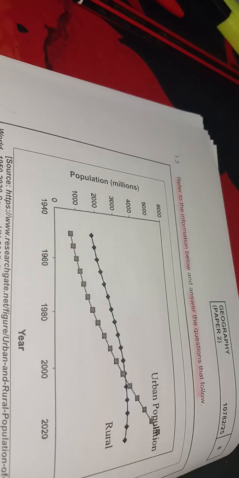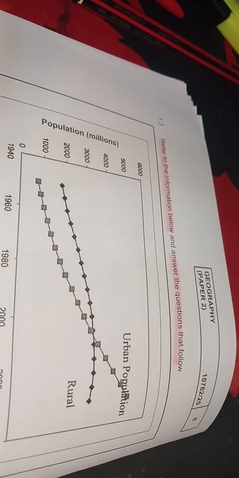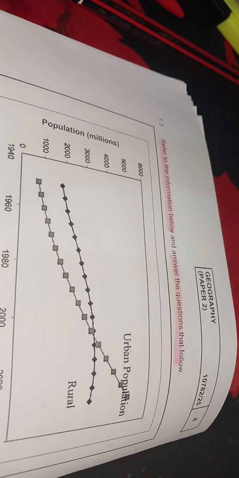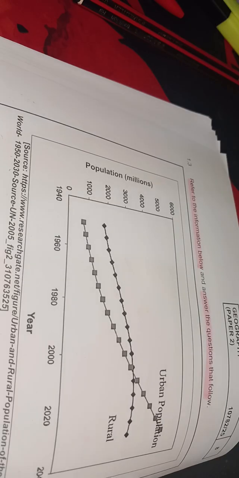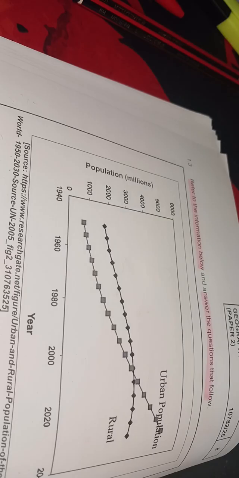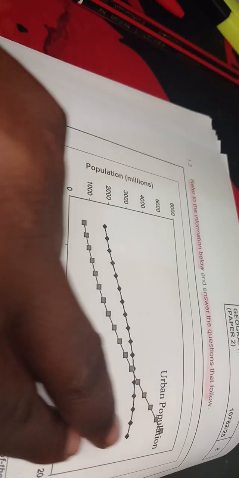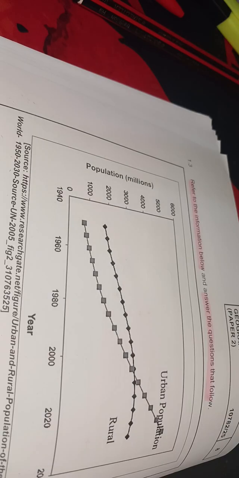1.3. What do we have? Refer to the information below and answer the questions that follow. What do we have, guys? We have got the concept of urban population there. If you check nicely, it has something to do with rural to urban migration. You've got a comparison here. It has something to do with rural to urban migration or rural depopulation. You can think of that as well.